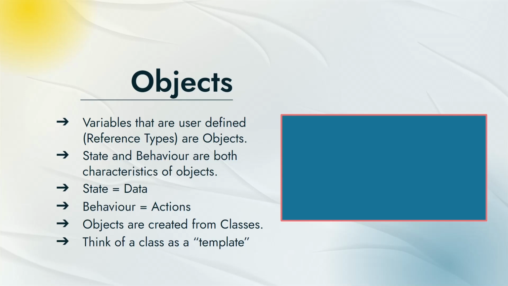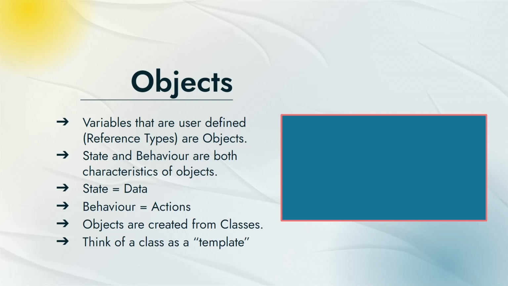So, the next thing we'll be looking at is objects. So what are objects? Variables that are user-defined are objects, but those user-defined variables, if they're reference types, they're objects. So not necessarily just reference types, but anything that is a class that is stored in a variable is an object. For example, String is a reference type. It is a class. But when you store a string, let's say you store a string, programming is fun, into the variable randomText, randomText would be an object.